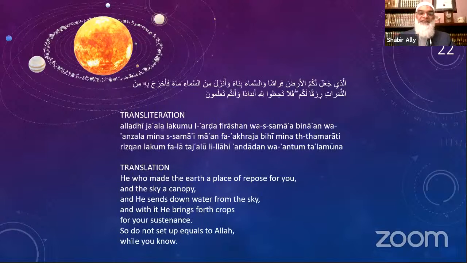Translation. He who made the earth a place of repose for you, and the sky a canopy, and he sends down water from the sky, and with it he brings forth crops for your sustenance. So do not set up equals to Allah while you know. So this is very clear.